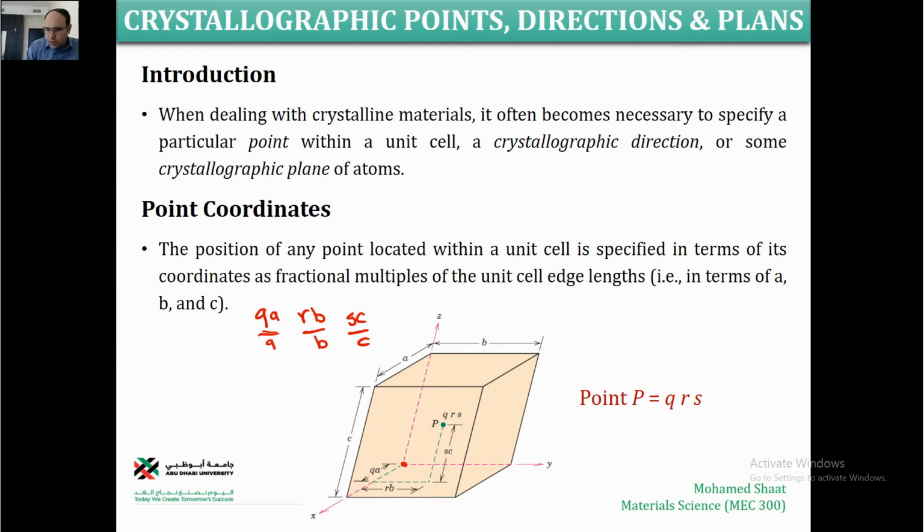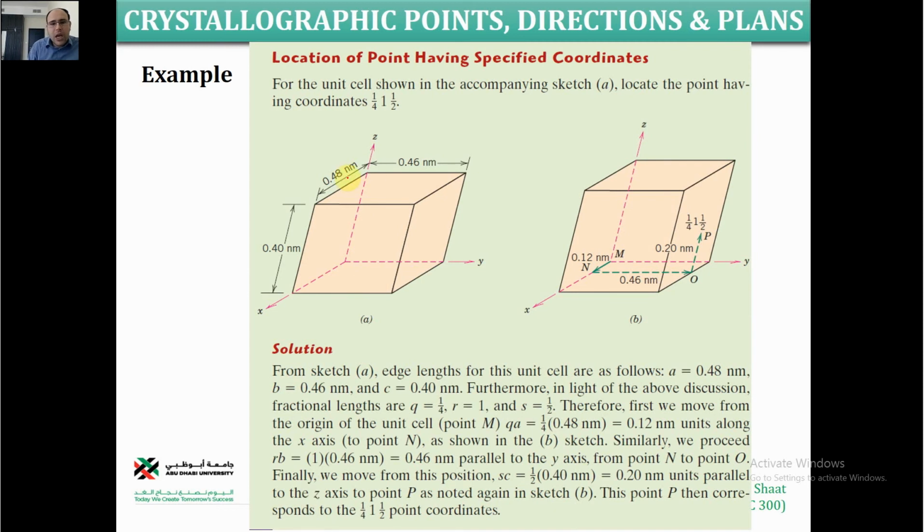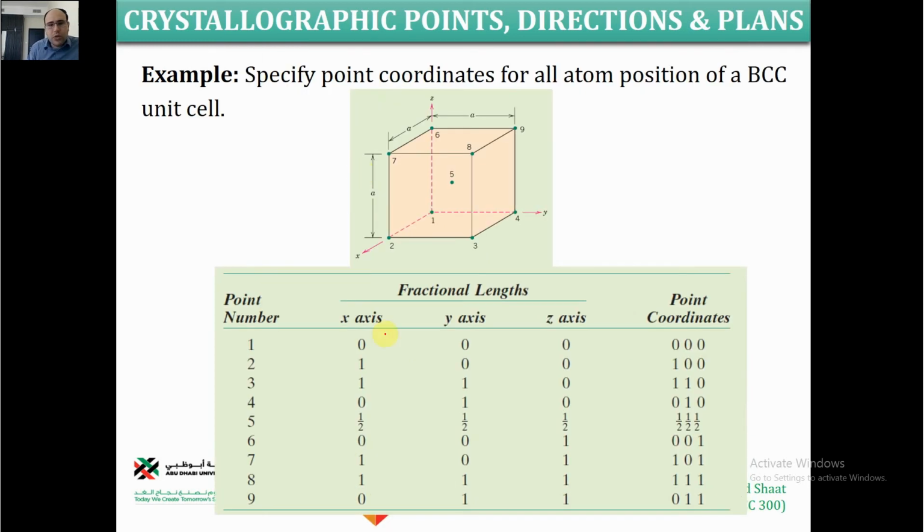These are the fractions. So for example, let us start with this one: let us specify the point coordinates, the crystallographic points of all atom positions of the BCC crystal unit cell. We said that a BCC crystal structure or unit cell contains atoms at every corner, right? And there should be an atom that is located in the core. This is atom 5, which is located in the core of this cube.